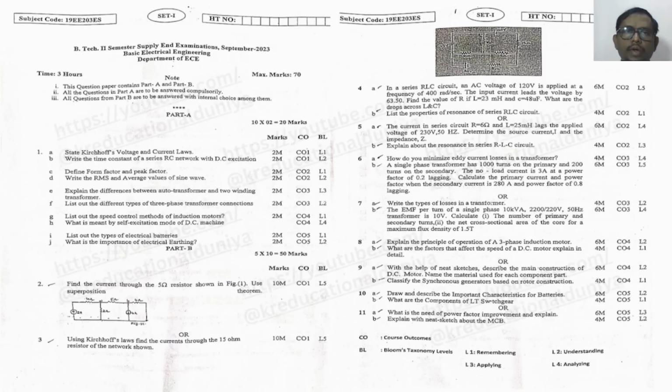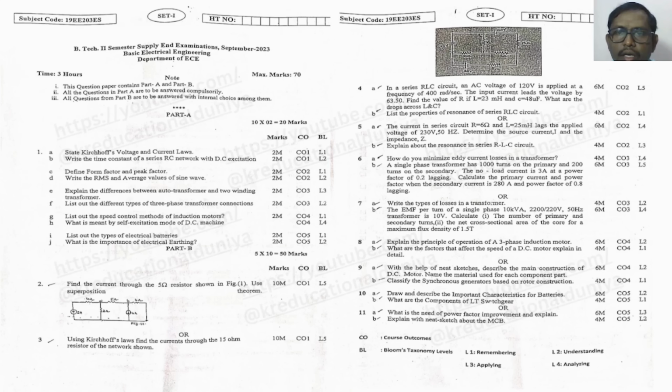Next problem we are going to see. In the next question paper, this is BTech second semester. Even though it is third semester, second semester or first semester, the subject name BEE is the same for all the papers. Here we are seeing basic electrical and electronics engineering. So the electrical related problems will be the same for BEE and BEE. This is the basic electrical engineering supply examination of September 2023.